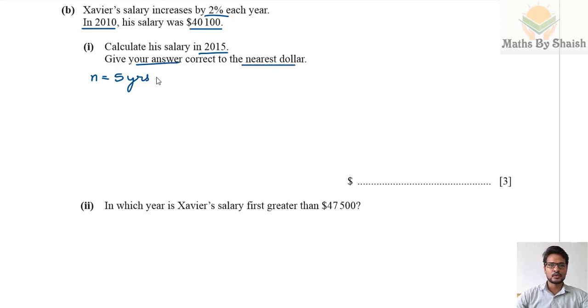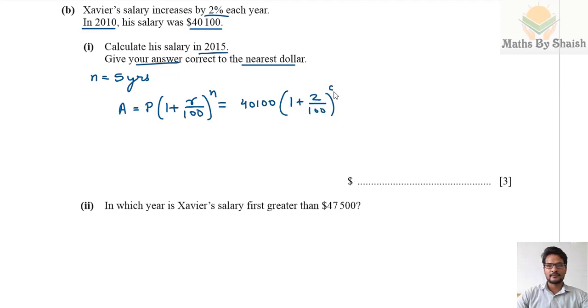It is increased by 2%. So for the total final amount, we can use the compound interest formula: A equals P times (1 plus R over 100) to the power N. Here P is the original amount, 40,100 times (1 plus 2 over 100) to the power 5. That is going to be 40,100, and if we solve the multiplier we will get 1.02 to the power 5. So we will calculate from the calculator, 40,100 times 1.02 to the power 5.